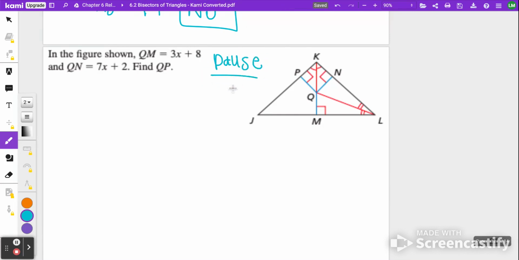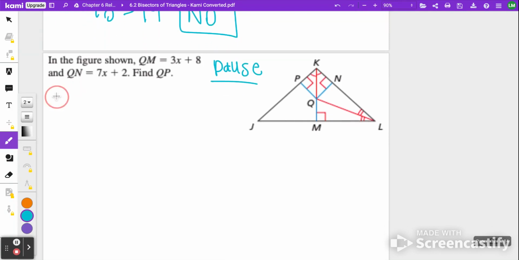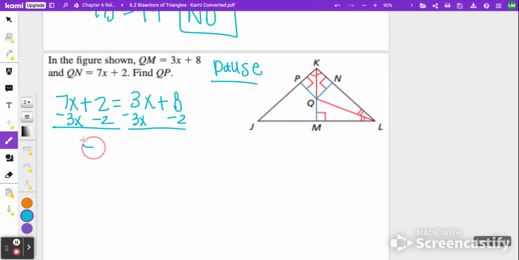All right, we know that QM is 3x plus 8, QN is 7x plus 2. Find QP. Well, QM and QN are equal to one another because those are perpendicular bisectors at the circumcenter or the incenter. So I'm going to set these two expressions equal to one another. 7x plus 2 is equal to 3x plus 8. I'm going to move my x's to the left side, numbers to the right. So I'm going to get 4x is equal to 6.